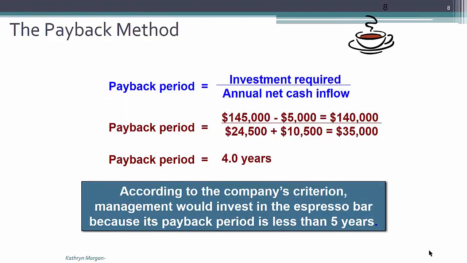And here's the solution. The company's initial investment of $145,000 is reduced by $5,000 salvage value of the tables traded in. Net operating income of $24,500 is adjusted to a cash basis by adding back the impact of the $10,500 in depreciation expense. Divide $140,000 by $35,000 to derive a payback period of 4 years. Because the payback period is less than 5 years, management would choose to invest in the bar.